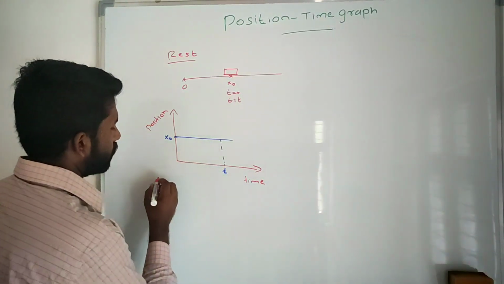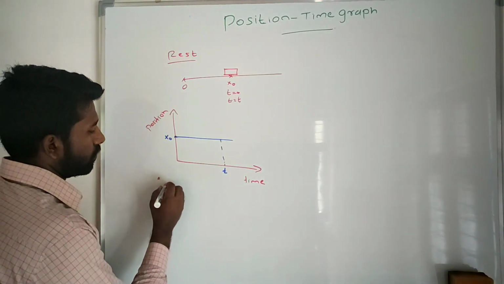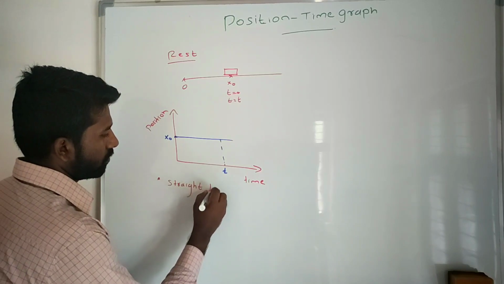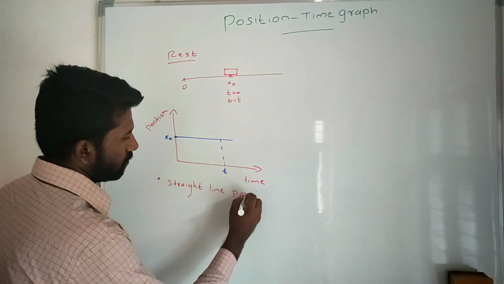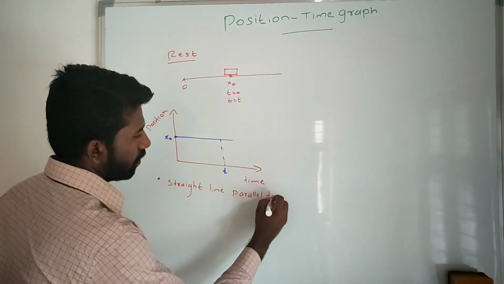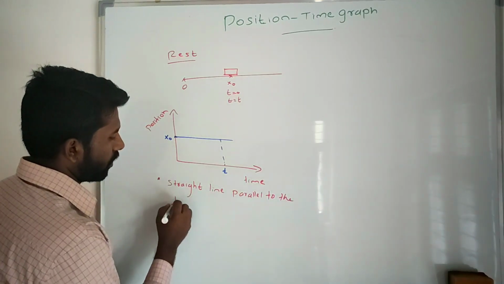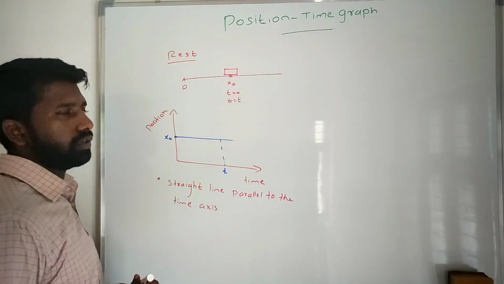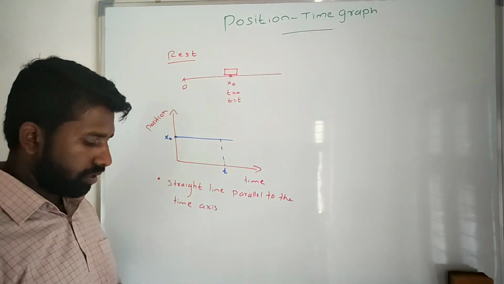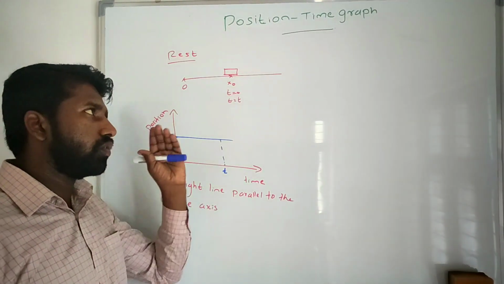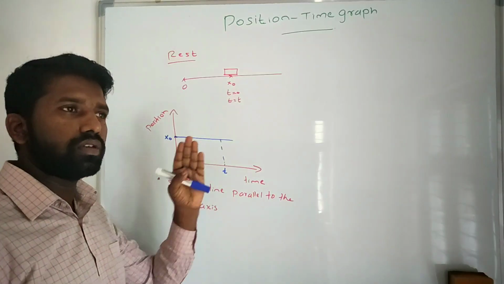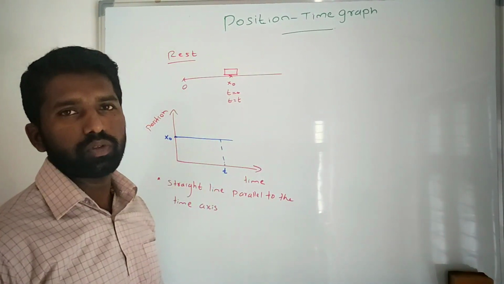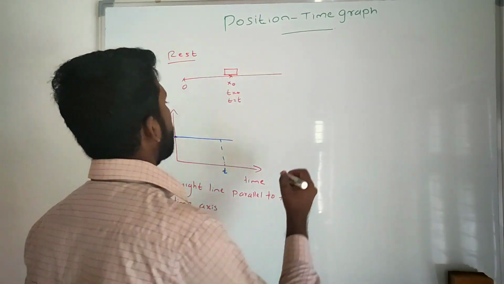A straight line parallel to the time axis. Okay, next we will see uniform motion. If a body is in uniform motion, how can we represent it using a position time graph?